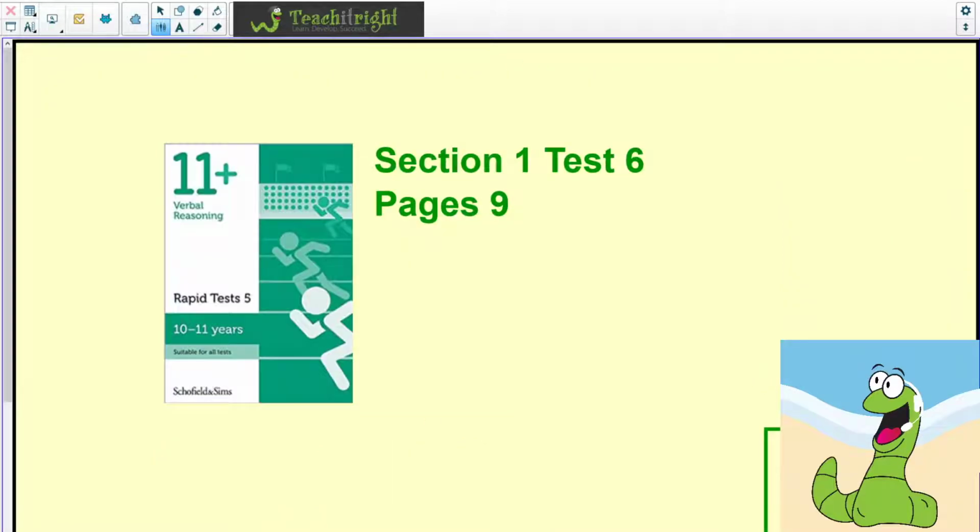Let's move on now to the last test, which is going to be section 1, test 6, and you're looking now at page 9.